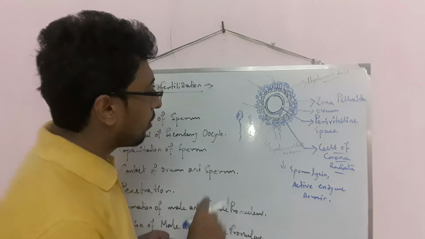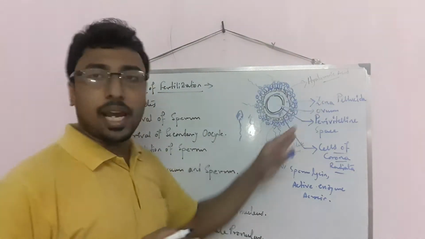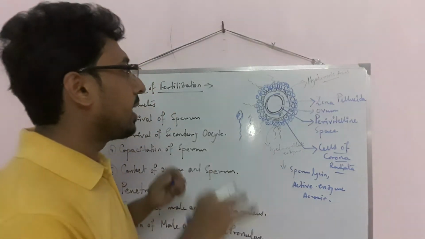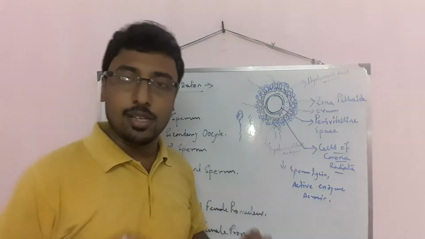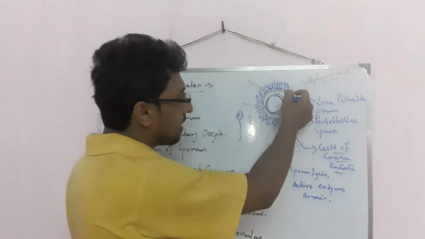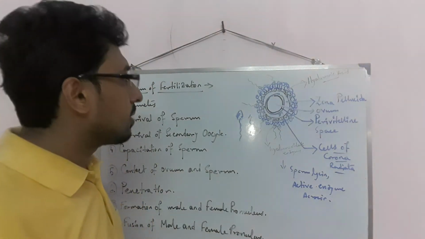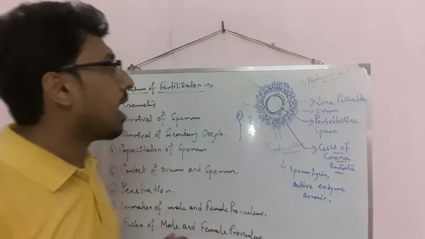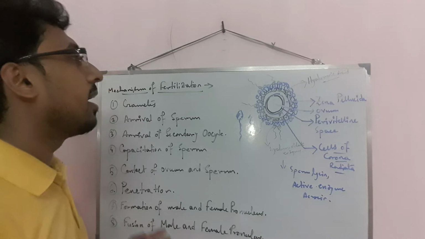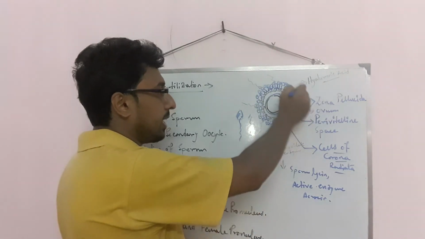First of all, when the sperms come here, maybe more than 10 sperms surround it, they have come first and want to fertilize. The first process, how they will fertilize: in the cells of corona radiata there is an acid known as hyaluronic acid. Hyaluronic acid is present in the cells of corona radiata.